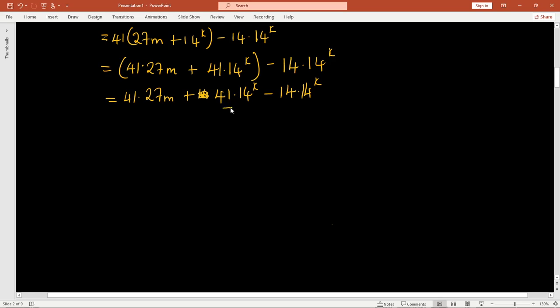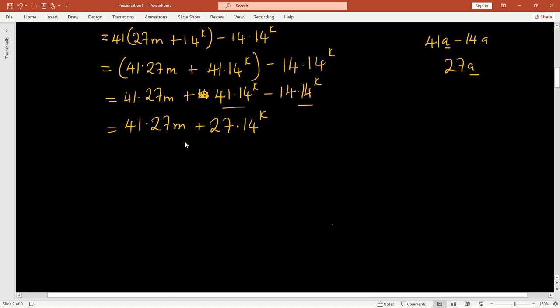Now these two terms are like terms. They both have 14 to the power k, which is treated as a variable. In a nutshell, this is the same as 41a minus 14a, where a represents 14 to the power k. So we have 41 multiplied by 27m, then on this side, 41 minus 14 gives us plus 27, so we get 27a. In this case our a is just 14 to the power k.